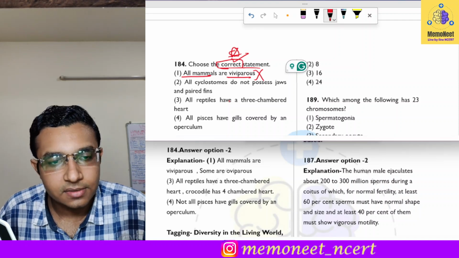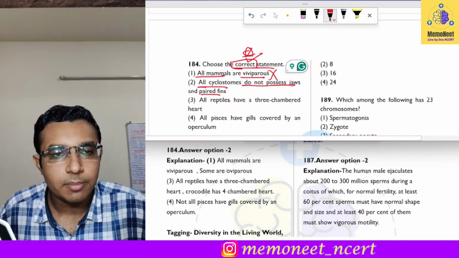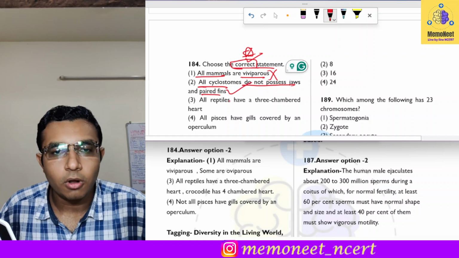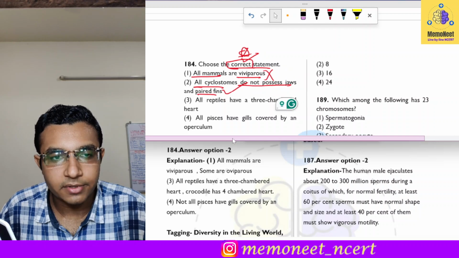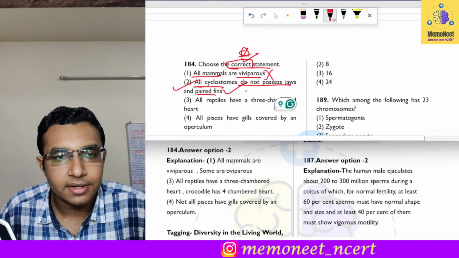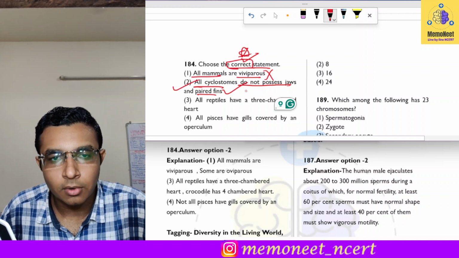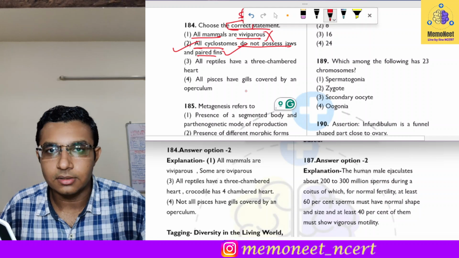The second is all cyclostomes do not possess jaws and paired fins. So is this true? Yes, this is true. All the cyclostomes do not possess jaws and they also don't have paired fins. So here the correct answer will be option 2, that is all cyclostomes do not possess jaws and paired fins is the correct statement. Let us read the other 2 statements also.